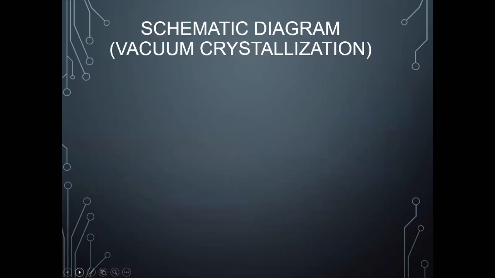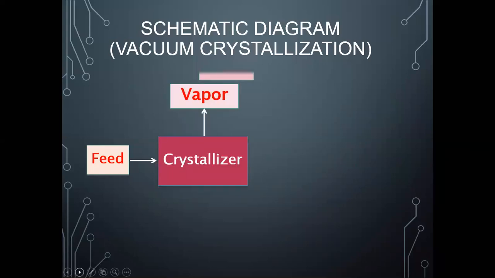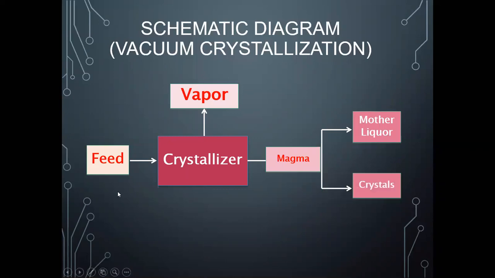Now, another schematic diagram is that in the case of vacuum crystallization. It's actually very similar to that of the simple cooling, but this time we already have vapor being produced in the crystallizer. So in order to solidify or to initiate growth of crystals in the crystallizer, it is being concentrated. And how is it being concentrated? Vapor or water is being removed from it in the form of gas. That way, it will reach a condition of what we call supersaturation. If it reaches the condition of supersaturation, then it will be a condition wherein growth of crystals will be starting, or solids will try to precipitate out from the solution. In that case, we already have the magma. And then we can now separate the two, the crystals and the mother liquor, wherein we're more interested again in the crystals.